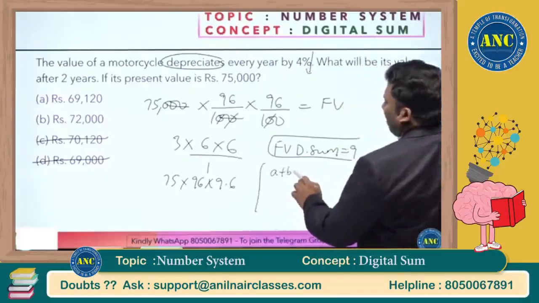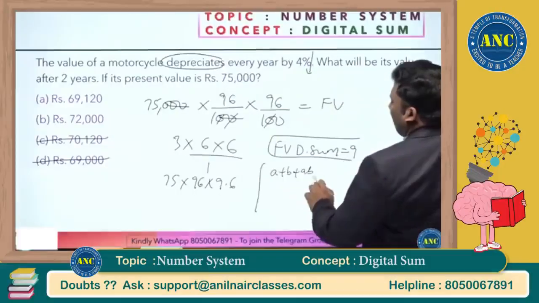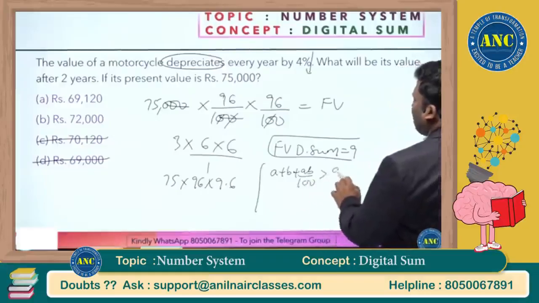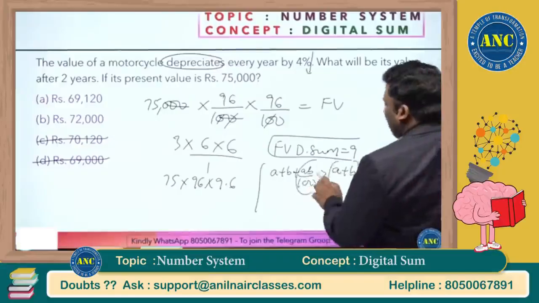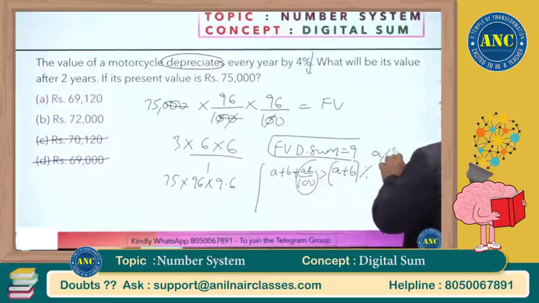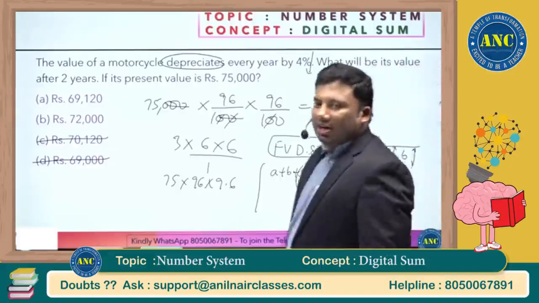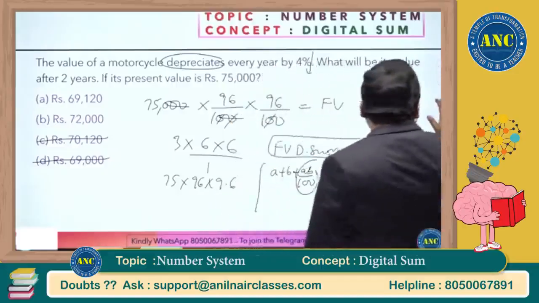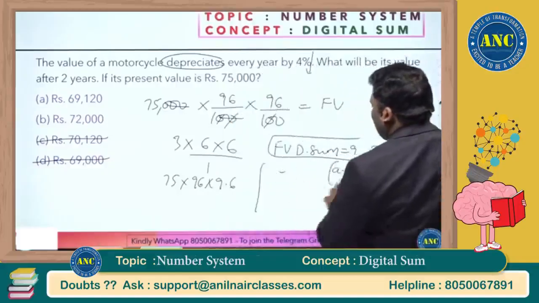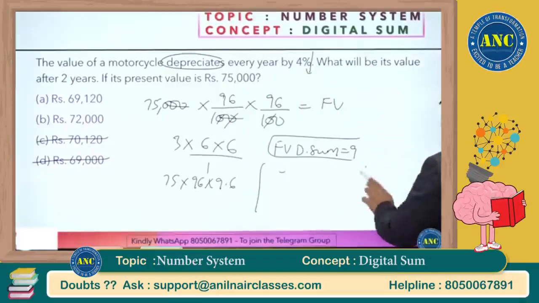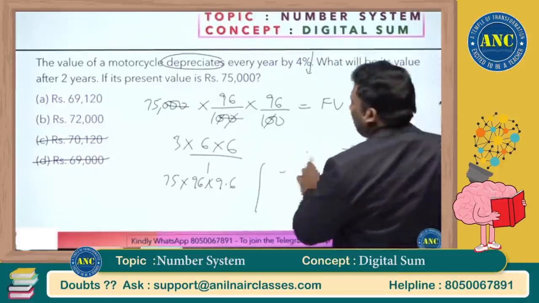A plus B plus AB by 100 is always greater than A plus B percentage. Do you agree? AB by 100, A percentage and B percentage. If both are increasing, why discuss that method right now? We will use an alternative method.